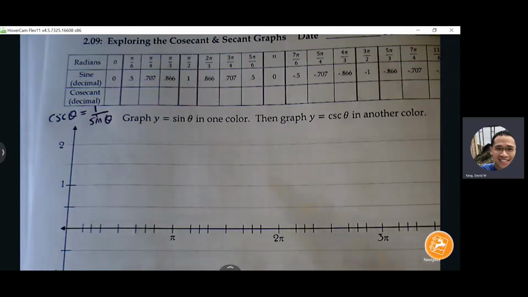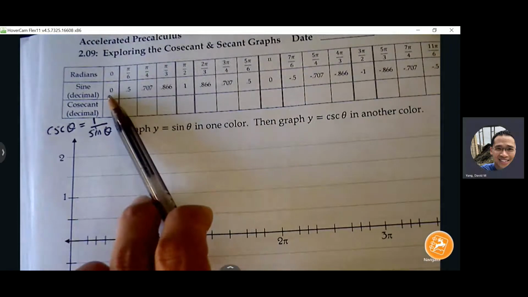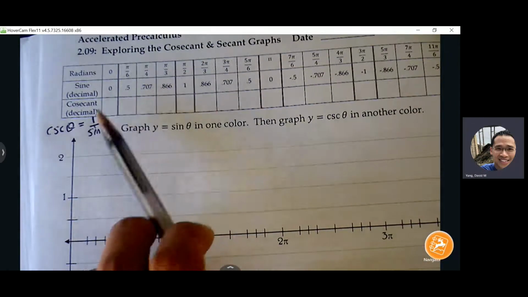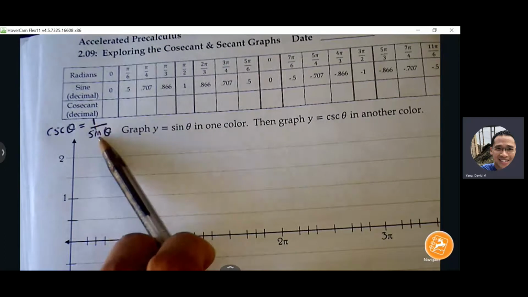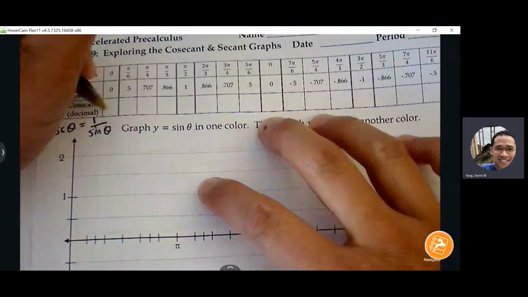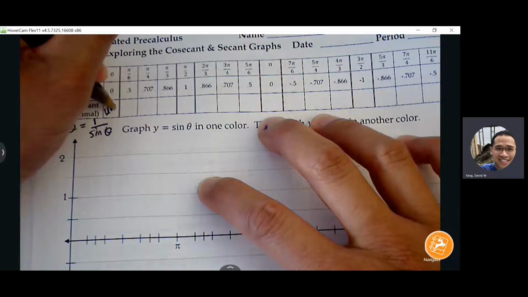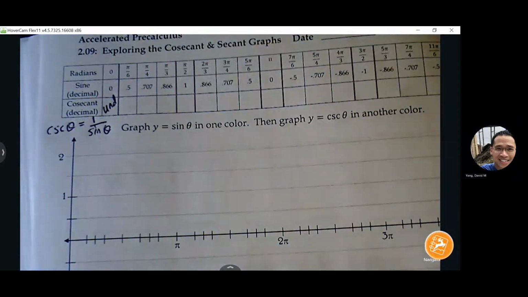So one at a time, we're just going to insert into the calculator, and we're going to go to 2 decimal places. Okay, so if our sine value is 0, then cosecant will be 1 over 0. What do you know about 1 over 0? It's undefined, right? If you plug it in the calculator, it'll complain. So we know it's undefined.